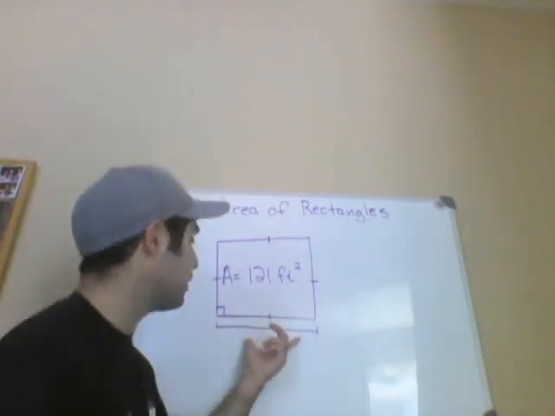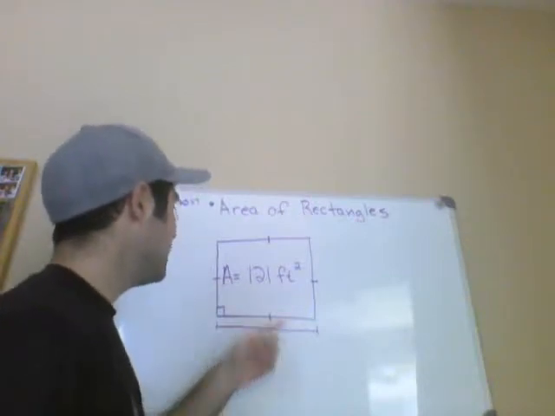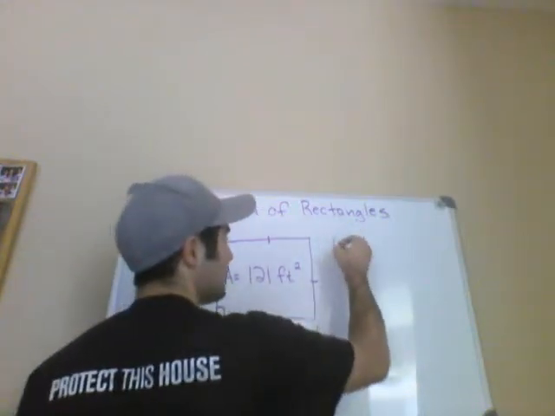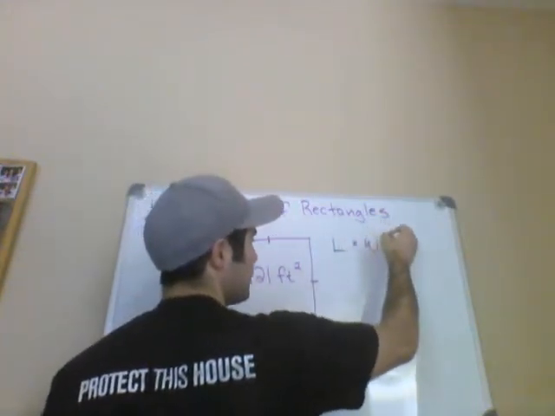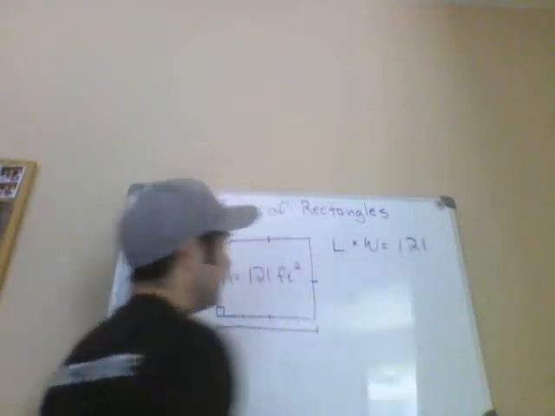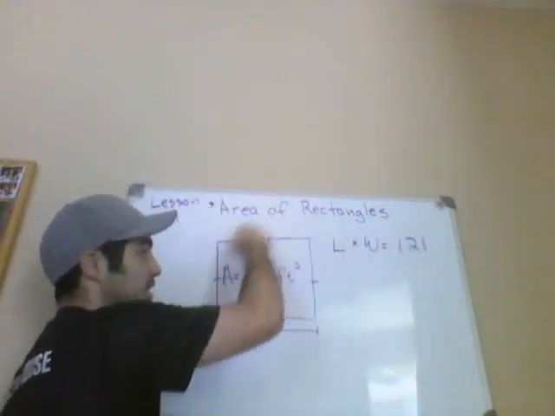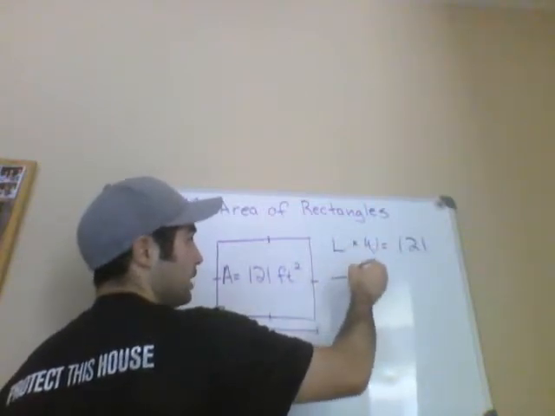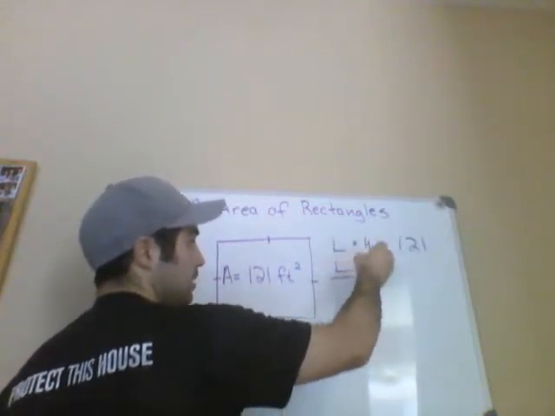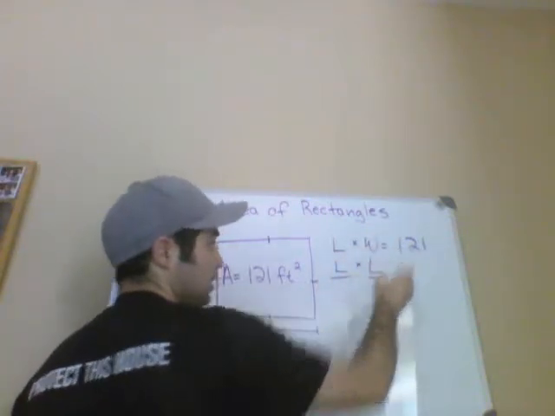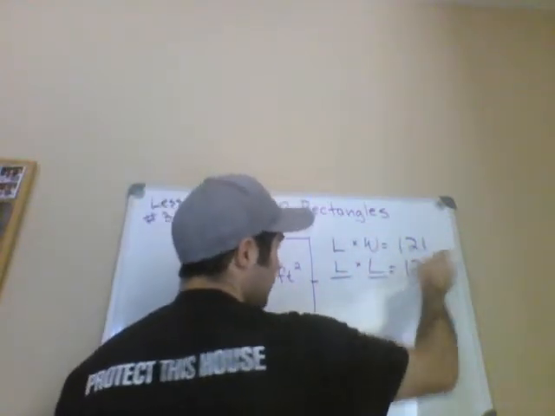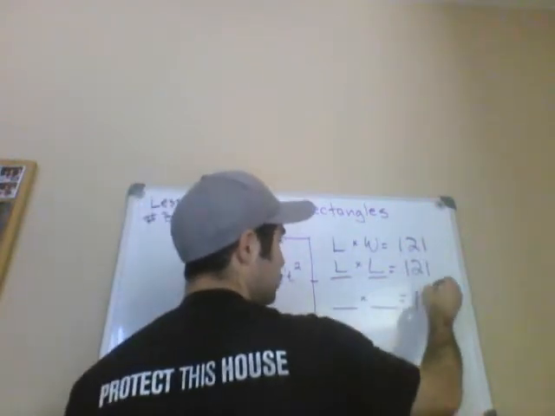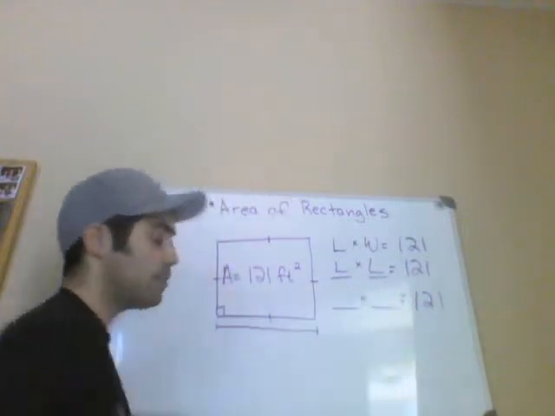But anyway, we want to find the length. In order to find the length, we know that if we take the length times the width, it has to equal 121. In this case, it's a square, so all sides are equal, so the length and the width are the exact same number. So it's basically the length times the length, and that's going to equal 121. So what two numbers, when you multiply them together, equal 121?